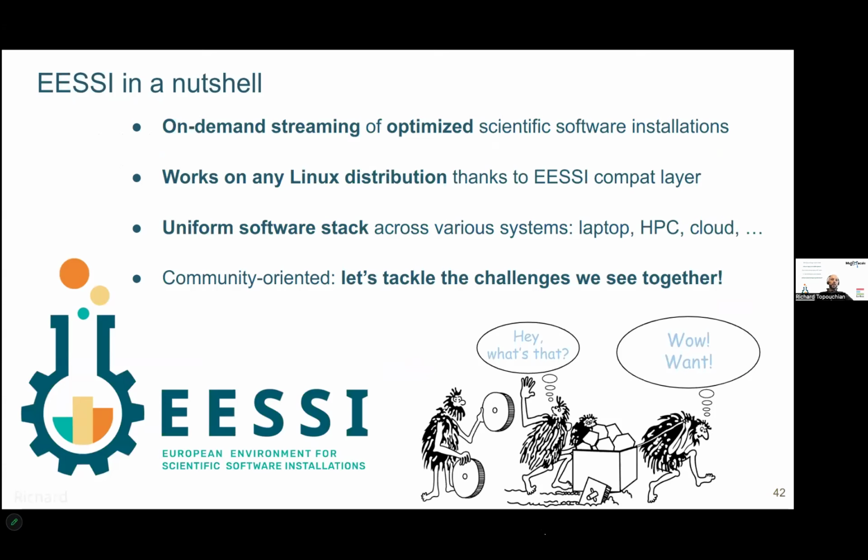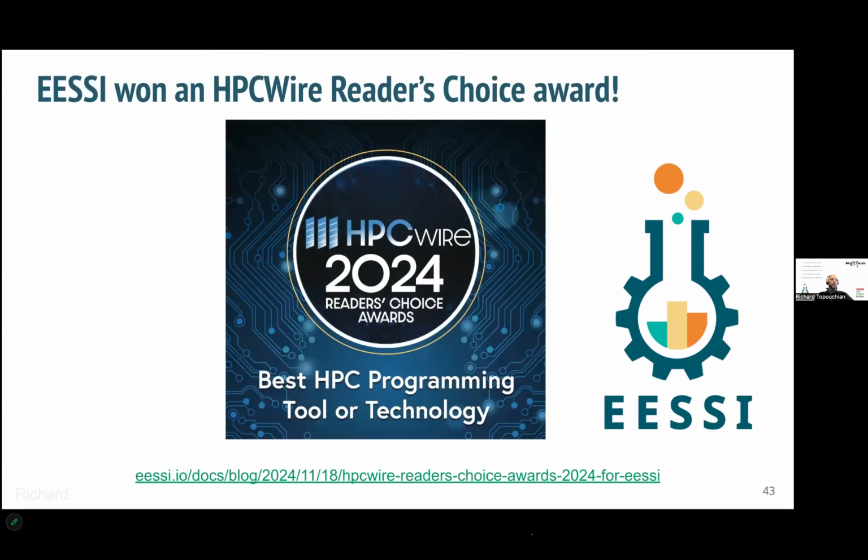So, as a summary, Easy in a nutshell is an on-demand streaming of optimized scientific software installations. It works on any Linux distribution, thanks to the Easy compat layer. It's a uniform software stack across various systems: laptops, HPC, cloud, etc. And it's definitely community-oriented, as we have seen earlier. Easy also won an HPC Wire Readers' Choice Award in 2024. You can find more information about this through the link provided under easy.io/doc/blog.